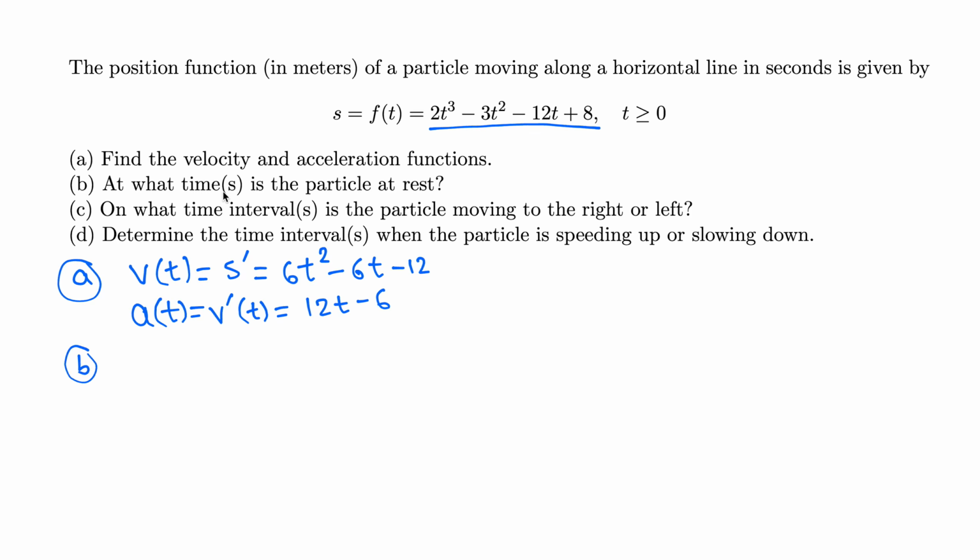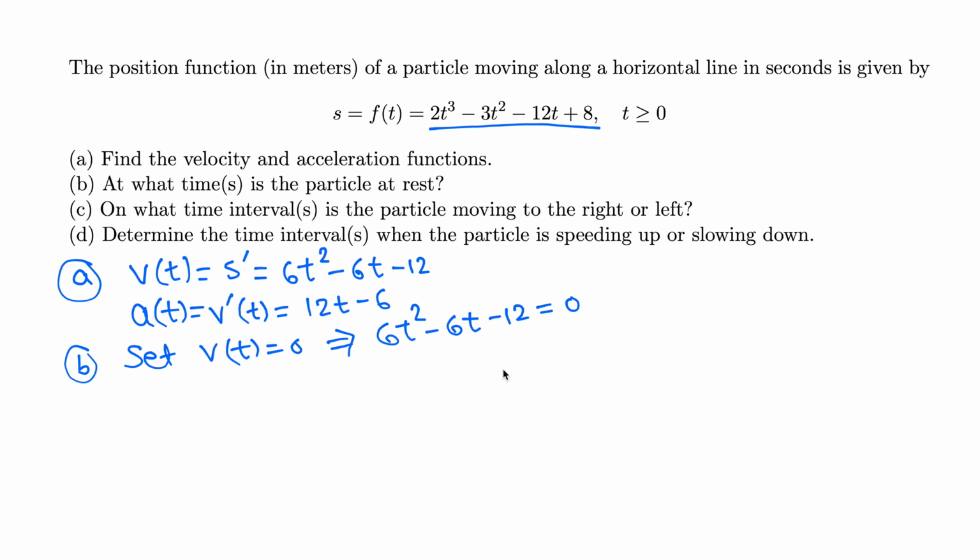At what times is the particle at rest? Rest means when the velocity is 0. Velocity 0 means the rate of change is 0. There is no rate of change. That means the particle is at rest. So for that one, we set the velocity 0 and find time t, solve for t. That means this function 6t squared minus 6t minus 12 equals 0.